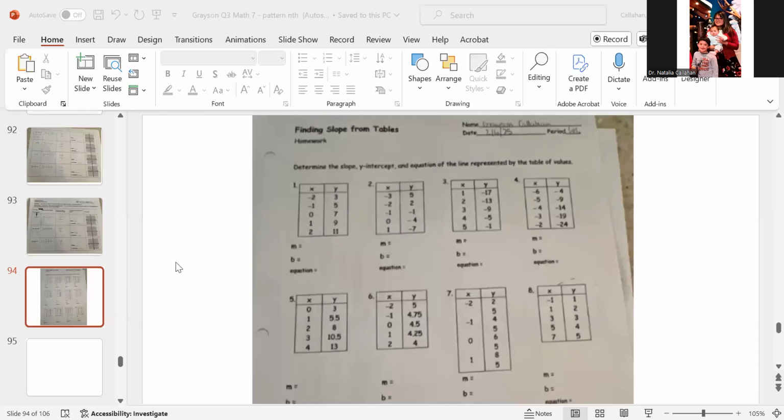So this is week 5, Thursday, and we're on a new unit for quarter 3, Math 7, and the new unit is on slope.